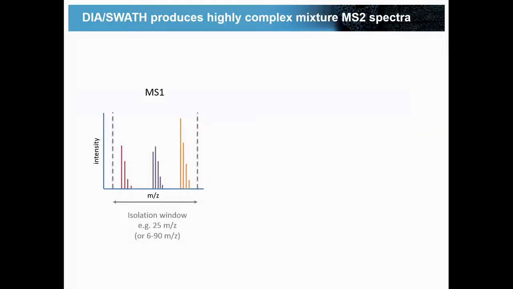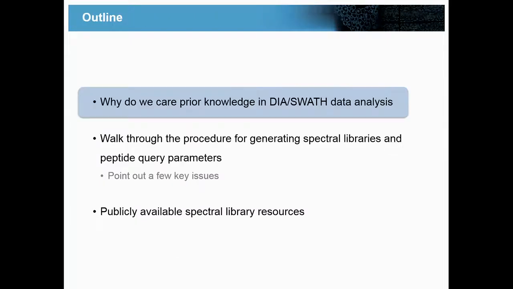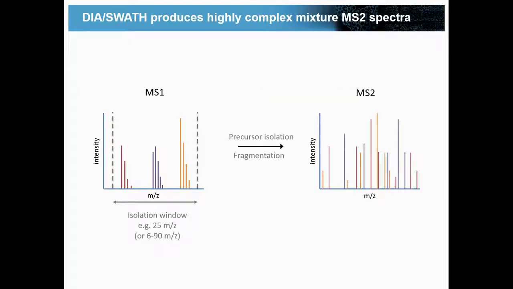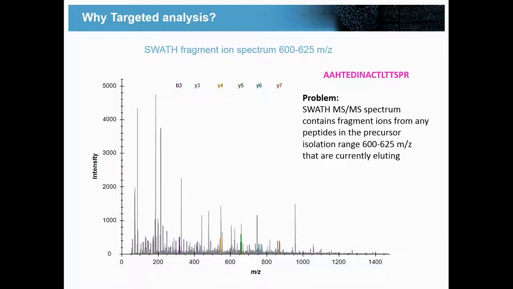So first, why do we care about prior knowledge? I already showed this to you. This is the problem statement. We have these three precursors that are in the same isolation window. We fragment them, and we get all these fragment ions in this multiplexed MS2 spectrum, and we can't interpret it in the classical way.